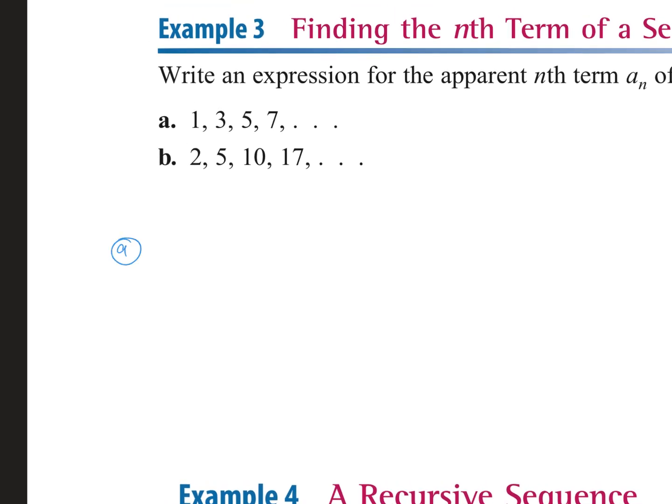So right here, my first sequence is 1, 3, 5, and 7, right? You guys agree with me? Okay, would you agree with me that 1 is my first term, 3 is my second term, 5 is my third term, and 7 is my fourth term, correct?